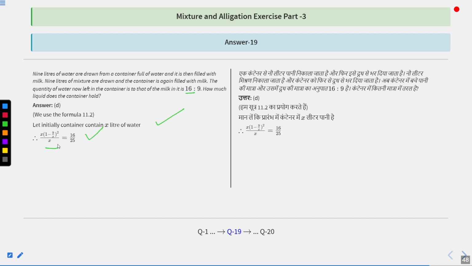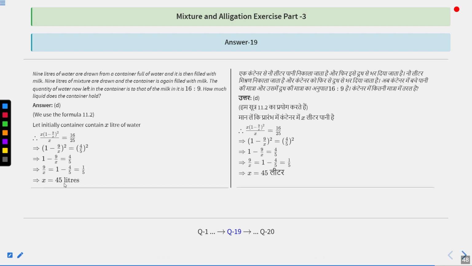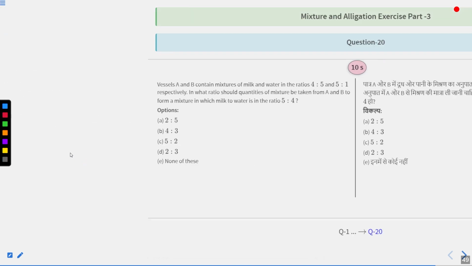So when we solve it, we get the value of x. Clear? So we just calculated 1 minus 9 upon x equals 4/5. So when we calculate it, we get x equals 45 liter. Clear? So the question was, how much liquid does the container hold? The container holds 45 liter. Clear? Next one.